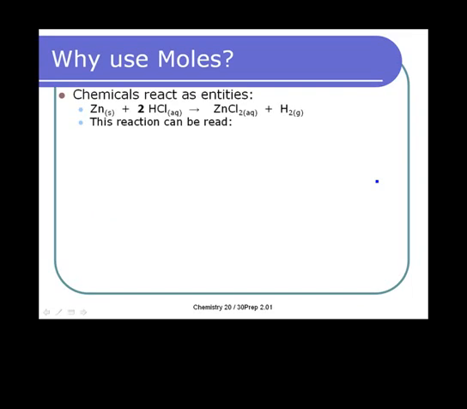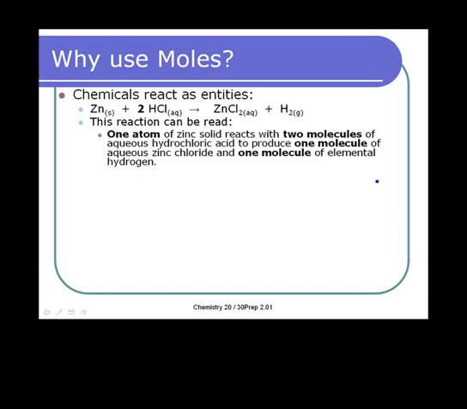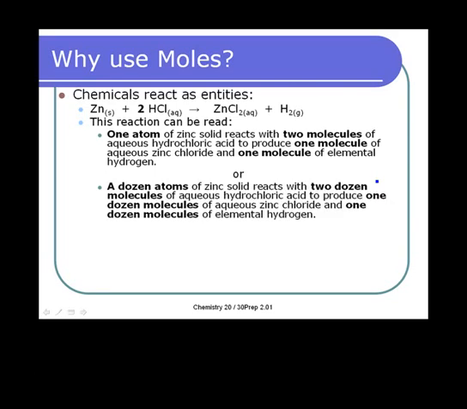And one of the reasons we use moles is because when chemicals react with each other, they react with each other on an atom per atom basis. So this equation can be read as 1 atom of zinc reacts with 2 molecules of hydrochloric acid to produce 1 molecule of zinc chloride and 1 molecule of elemental hydrogen. By the same token, we could count it by dozens. We could say there's a dozen atoms of zinc reacting with 2 dozens of hydrochloric acid to produce 1 dozen molecules of zinc chloride and 1 dozen molecules of elemental hydrogen.